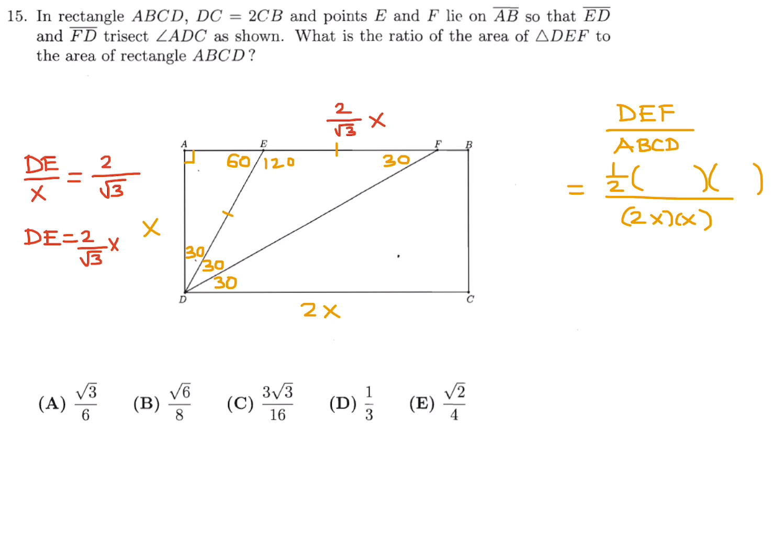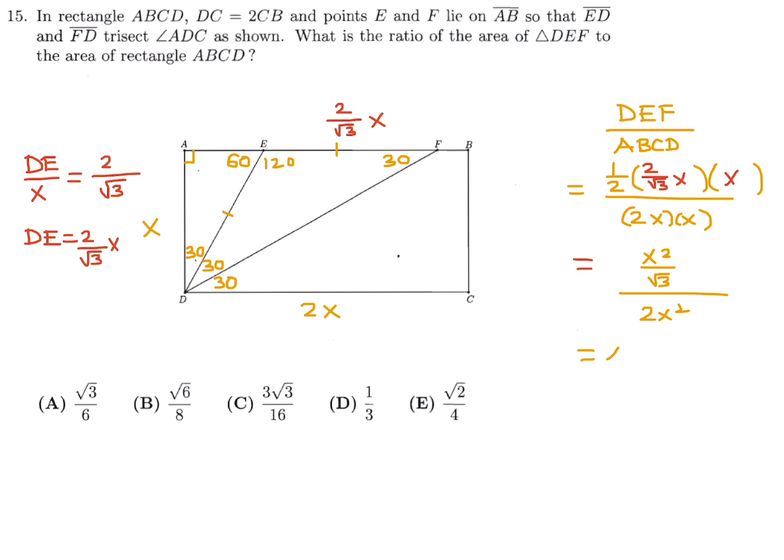So that's it. 1/2 base times height. I can use this as the base and this as the height. And when I do, I get 2 over root 3 times x and then x. So there we go. Now I can solve. Let's see here, the 2's cancel, I just get x squared over root 3, and then on the denominator I get 2x squared.